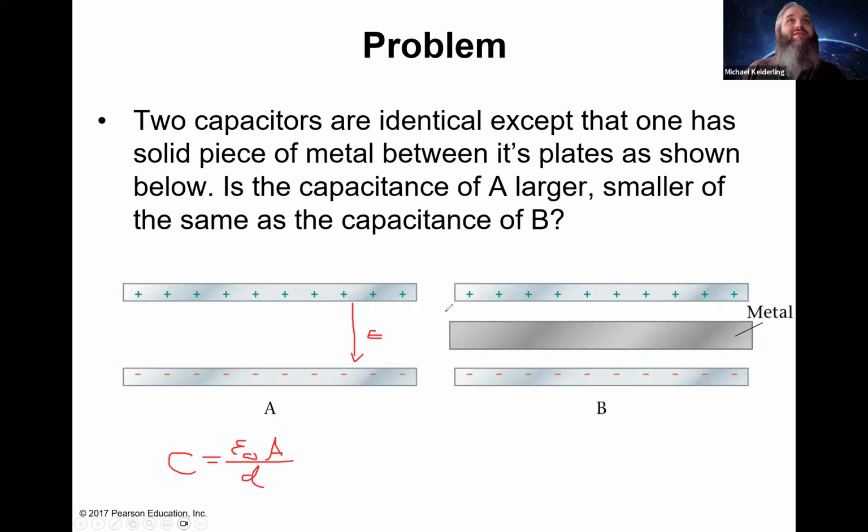And that's assuming you have some constant electric field here in between. Here you'll have some electric field here and some electric field here, but zero electric field in the middle. So is this going to have a bigger, smaller, or the same capacitance as the one on the left? So is A larger, smaller, or the same as B? Which one do you think is bigger?